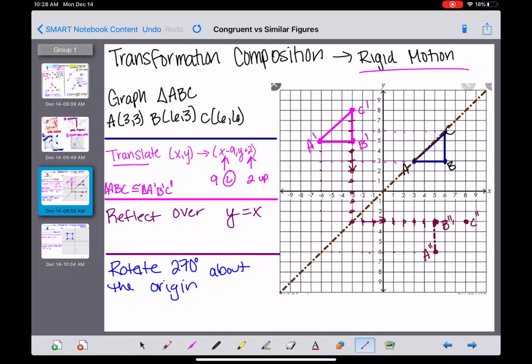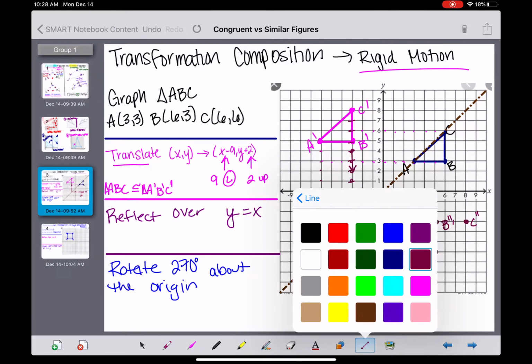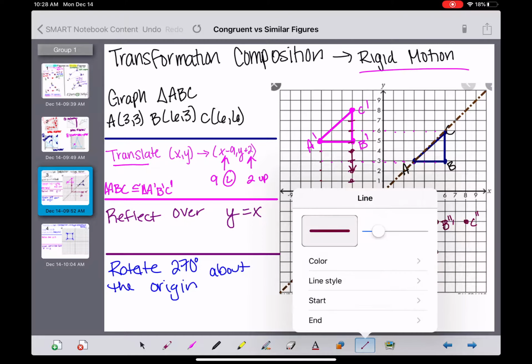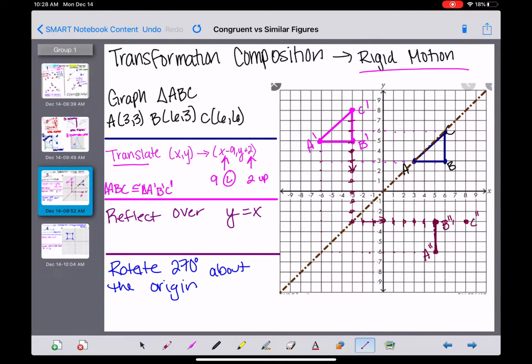Connect my dots or my coordinates to get triangle A double prime, B double prime, C double prime. Again, all of these triangles are congruent to one another. Triangle ABC is congruent to triangle A prime, B prime, C prime. All we're doing is simply shifting and moving the triangle around. It does not affect its size.